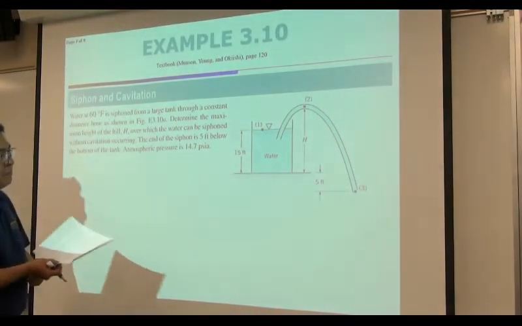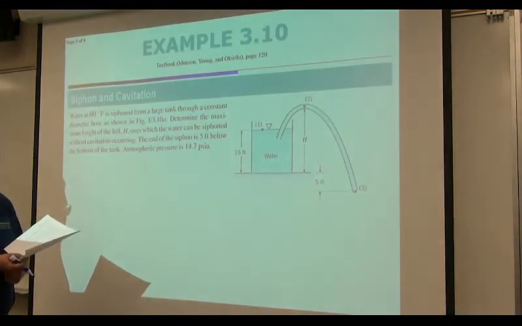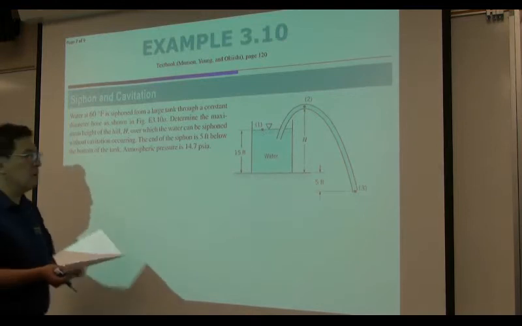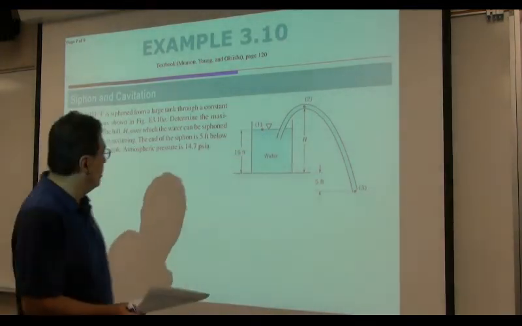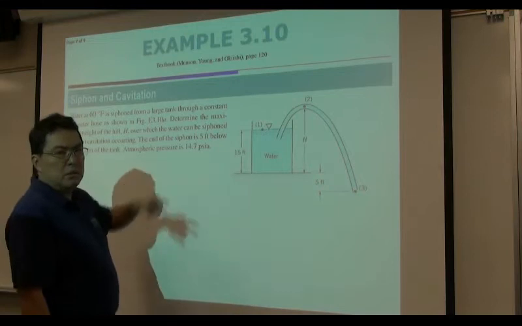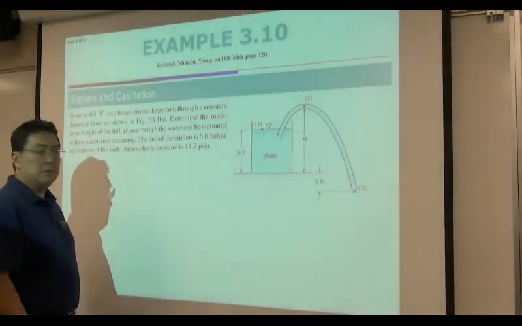Okay. So this is, practically speaking, something real happening at probably San Diego SeaWorld. You know, you change the water from the huge tank, you use siphon. Okay. And then atmospheric pressure is 14.7 psi. Apparently this is the sea level, but do we need this information? Why this information is given? Let's find out. Okay.